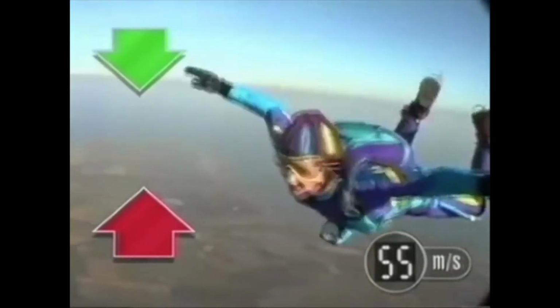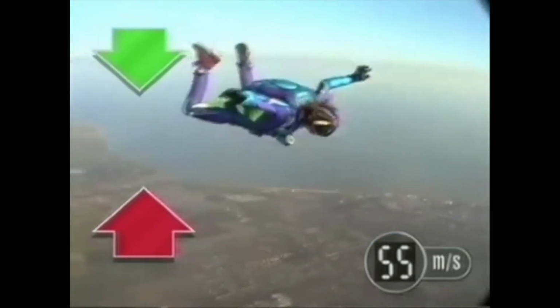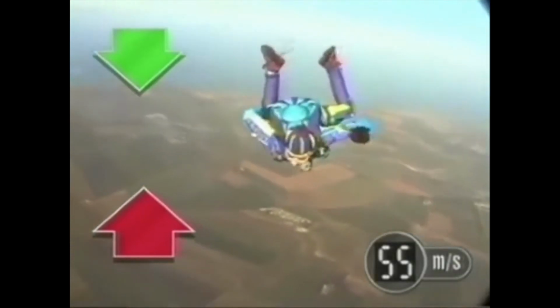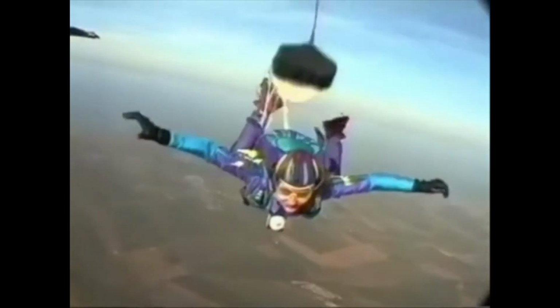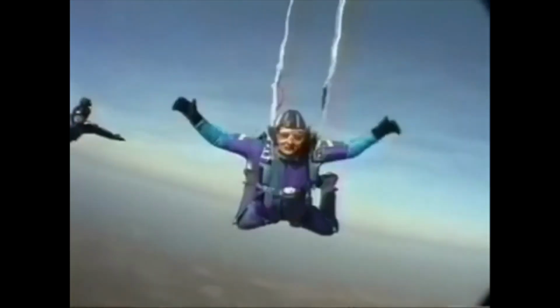That doesn't mean she's stopped falling, it means she's stopped accelerating. She's still doing a steady 55 meters per second, and hitting the ground at this speed isn't a good idea. To slow down, the upward force needs to be greater than the downward force.